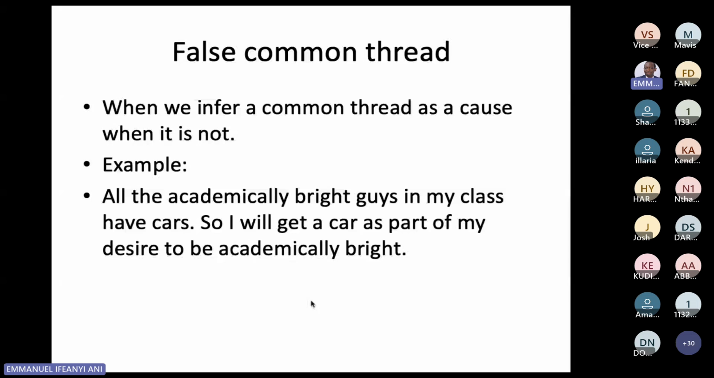Then false common thread. When we infer a common thread as a cause when it is not. Example: all the academically bright guys in my class have cars, so I'll get a car as part of my desire to be academically bright.